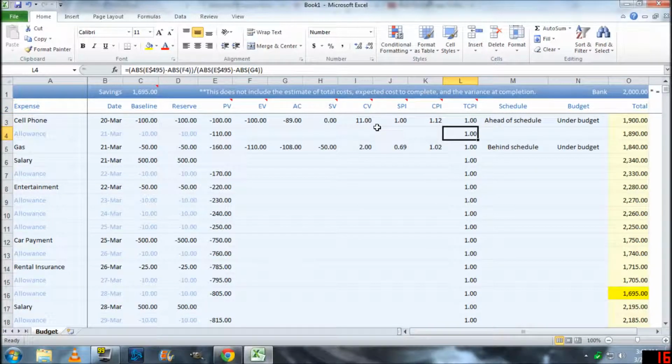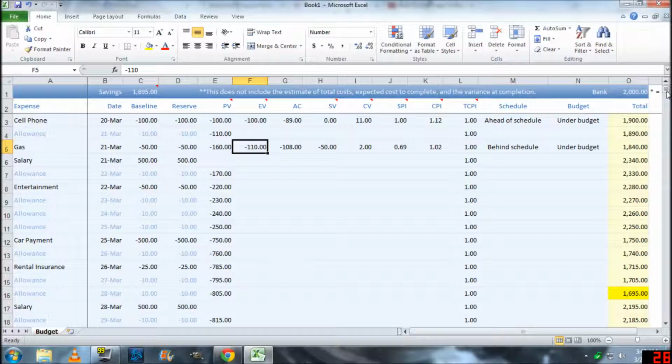So basically, the to-complete performance index tells you if you need to change your efficiency on your budget. Basically, it's telling you, do you want to watch out on your money or not? Do you want to spend more if you need to, or do you want to slow down a little bit on your spending? That is what the to-complete performance index shows. Right now, it just says 1, that means you're good. If this is less than 1, that means you need to watch out. If this is more than, I'm sorry, hold on a second. Let's make this change.